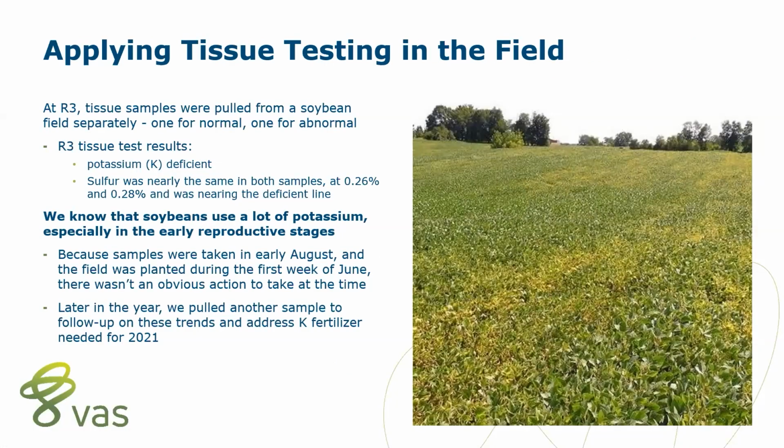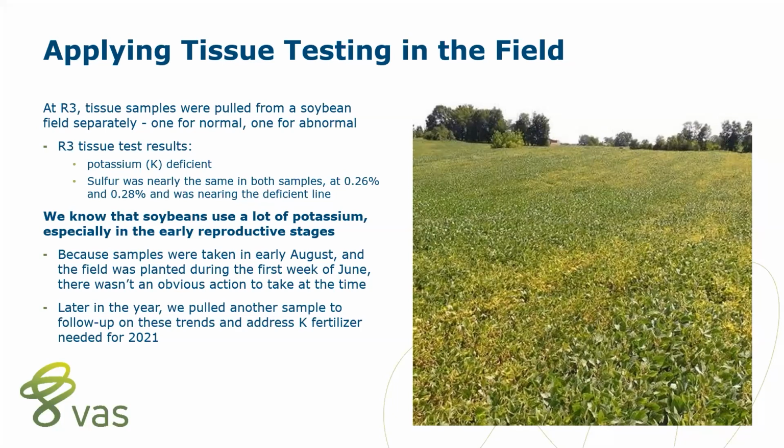Look at this soybean field. They pulled a normal and abnormal sample at R3. The results showed that the sample was deficient in potassium. Soybeans do use a lot of potassium, especially early in the reproductive stages. Sulfur was nearly the same in both samples, but they were nearing the deficient line for both the normal and the abnormal. Based on these results and the time of the year, which was early August last year, no immediate action was taken. What, if anything, could have been done differently?